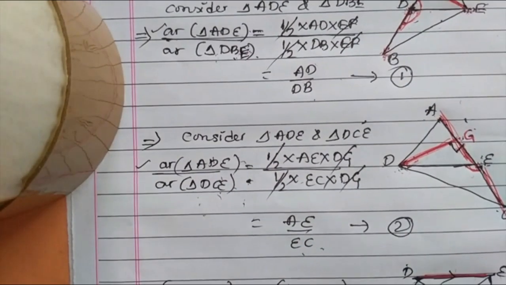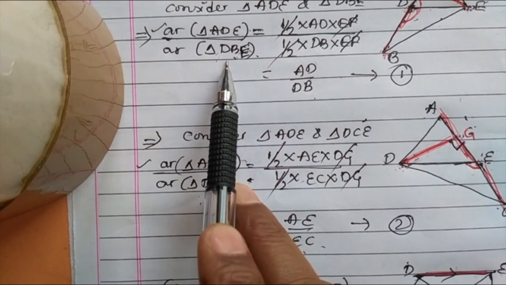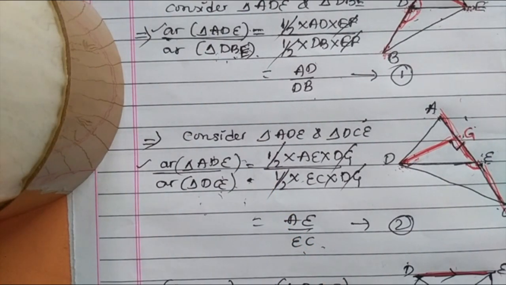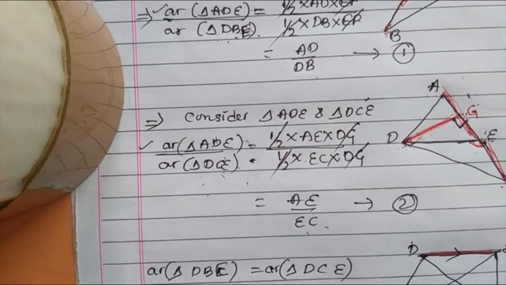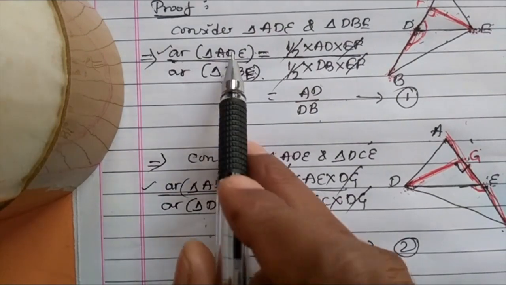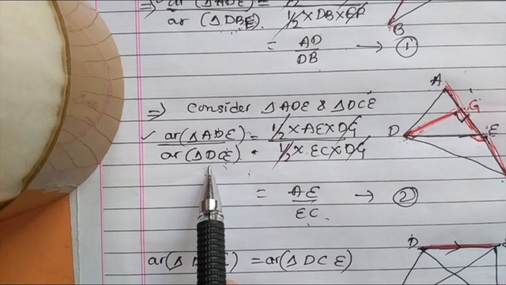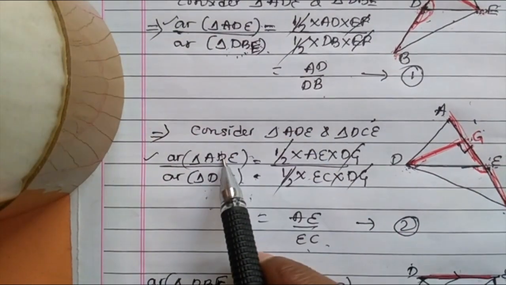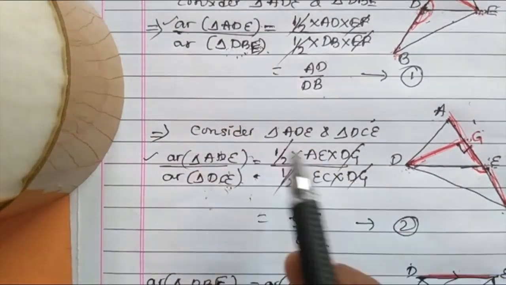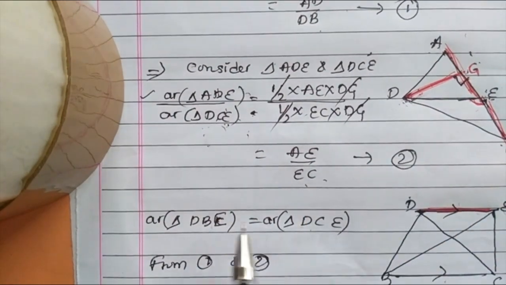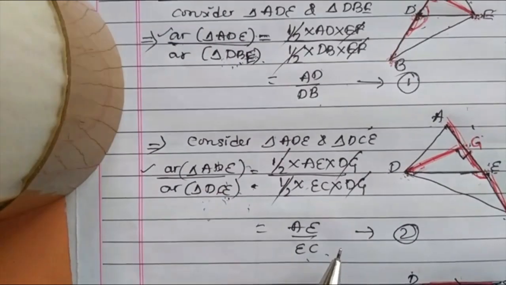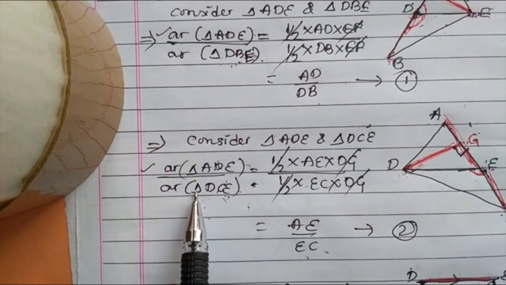From 1 and 2, in 1, ADE by DBE. In the second, in the first proof, ADE by DBE. In the second equation, ADE by DCE. The ADE numerators are equal, but the denominators were different. But now we proved the denominators are also equal, because both are equal in area. Area of DBE is also equal to area of DCE.